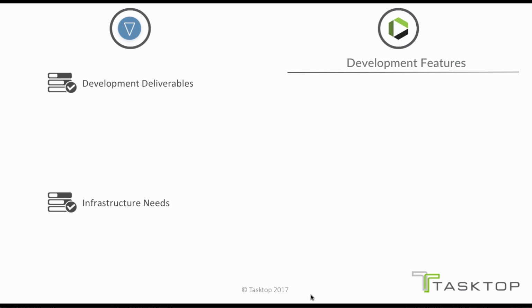On Leankit side, we're going to have a specific project board that is going to be managing all the work for this specific project, and more specifically, we'll have appropriate places for these development deliverables as well as our infrastructure needs.